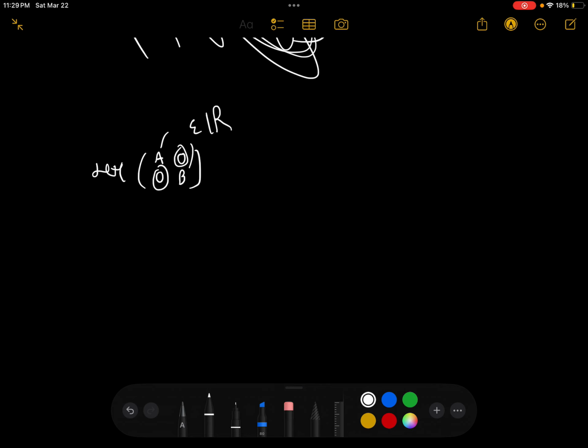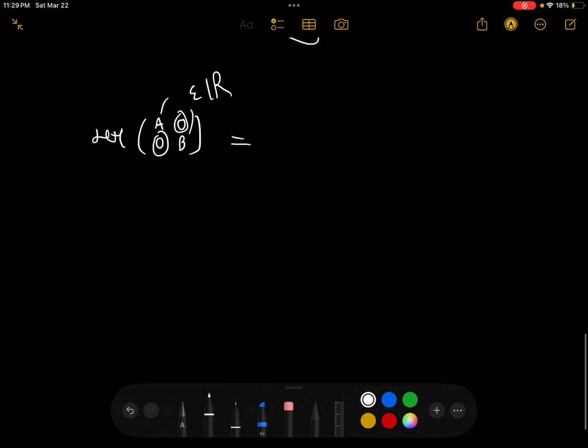So we can take the determinant of this matrix, and we can compute that immediately, since it's a 2 by 2, and we know it's equal to A times B minus 0 times 0. So again, that is equal to A times B, which satisfies our hypothesis of multiplying the diagonals.